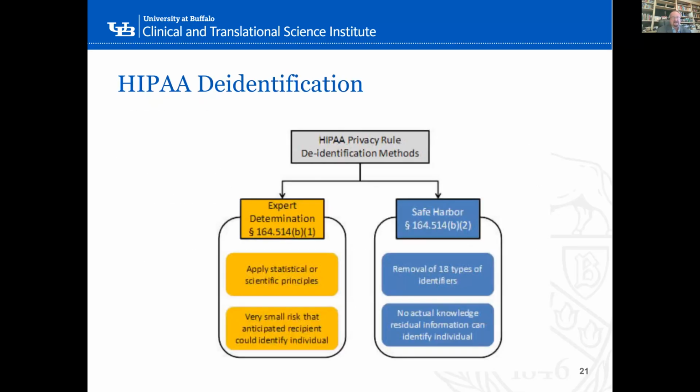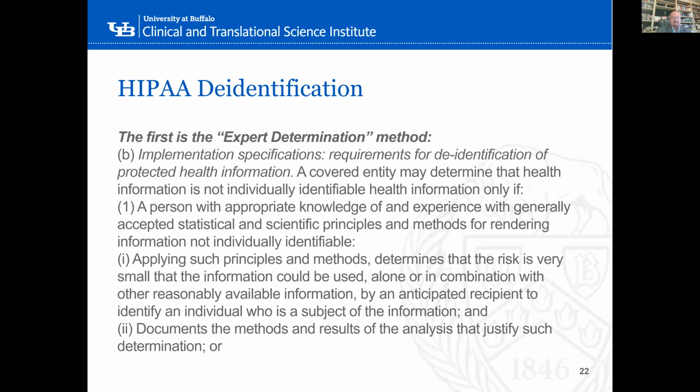So HIPAA de-identification, there's really two ways of doing it. There's the expert determination and the safe harbor. Before we get into it, I'll tell you that the safe harbor is what everybody uses. The expert determination actually destroys your data. It applies statistical techniques so that it can't be re-identified. By then, your data is not useful. And I won't spend a lot of time on the first one because it's basically a statistical technique to take out enough data that it can't be re-identified.